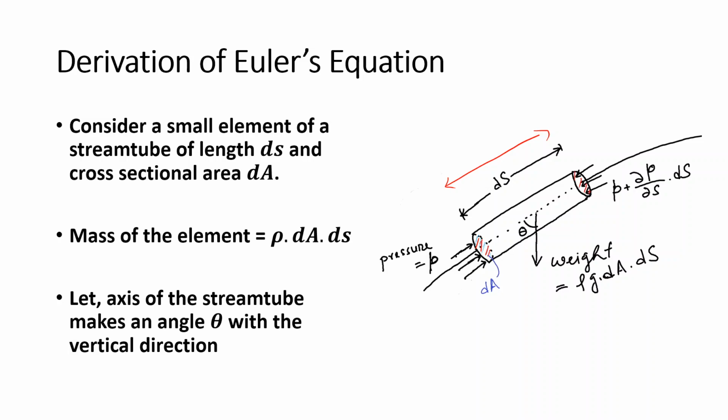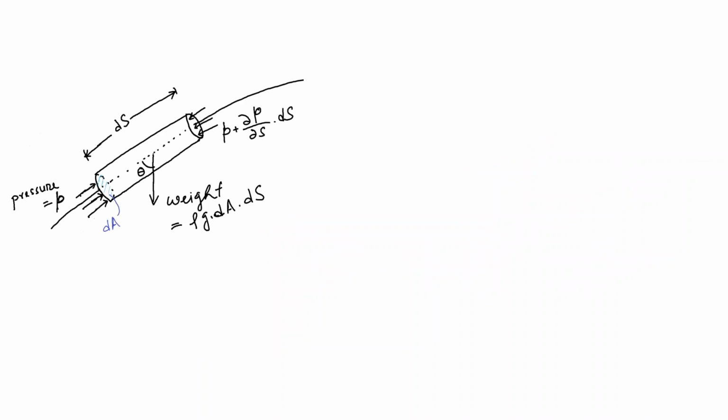Therefore the mass of the element will be density multiplied by the volume. The volume of this stream tube will be ds multiplied by the cross-sectional area, so dA into ds, and we multiply that with density to get the mass of the element. Now this small element is making an angle theta with the vertical direction. So let's try to find out the forces acting on this. Let's put the diagram here.